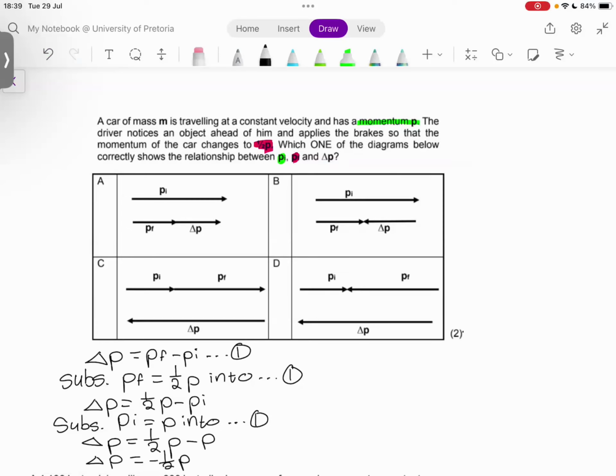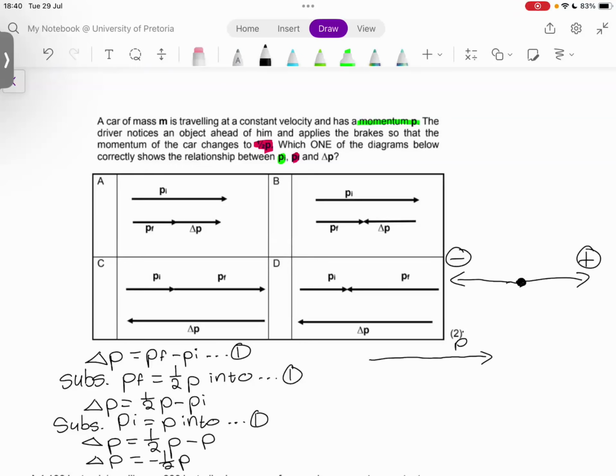Cool. Let's now get into actually drawing and representing these vectors. We're going to start off by drawing our initial momentum, P, as a straight line heading to the right. In our case, we are choosing right as positive and left as negative. Okay? Cool. This is P.